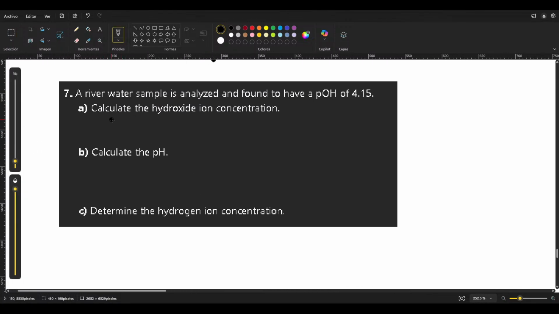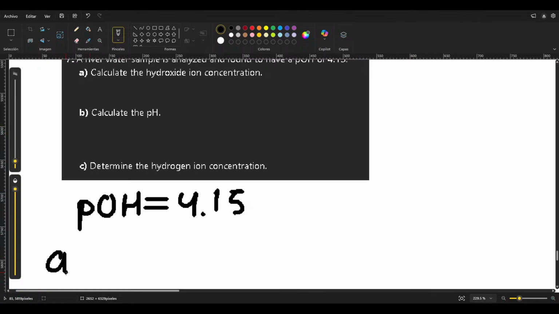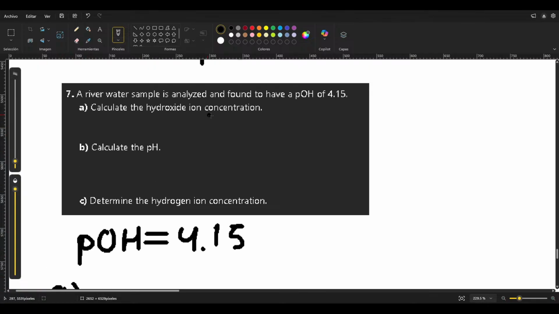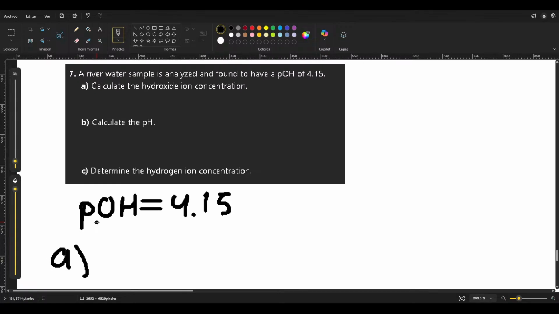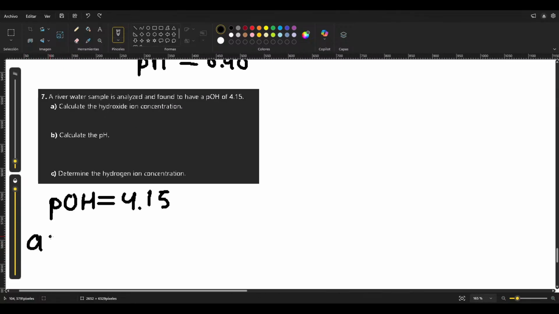Okay, here we go. A river water sample is analyzed and found to have a pOH of 4.15. So part A is calculate the hydroxide ion concentration. Oh, so now it's backwards. They give us the pOH and we have to find the concentration starting from there.